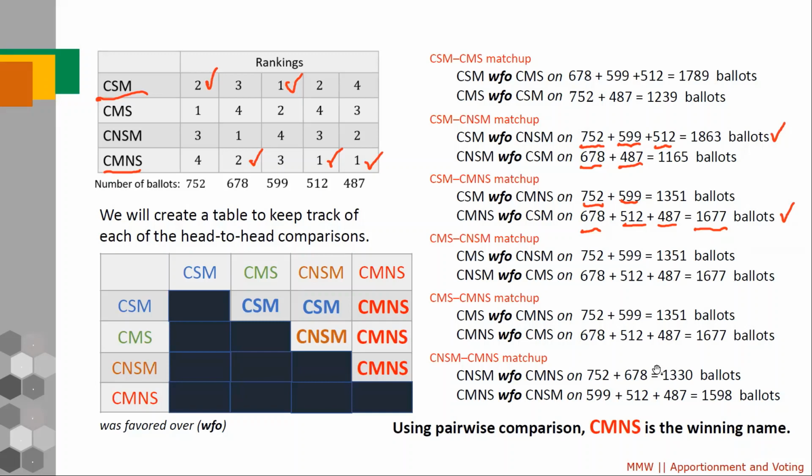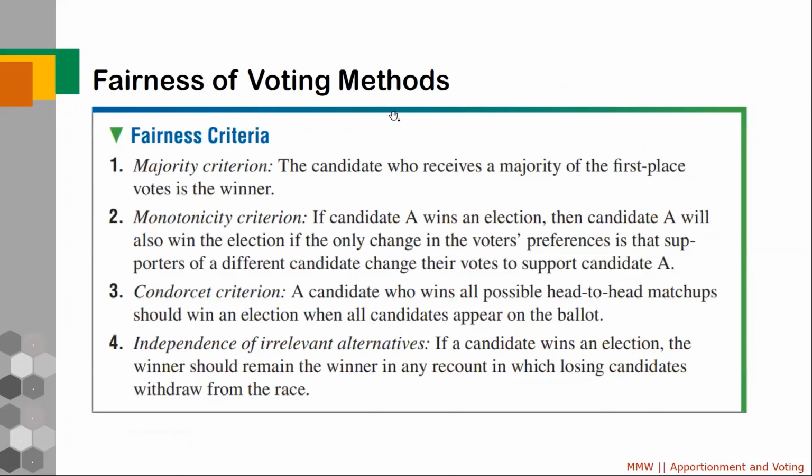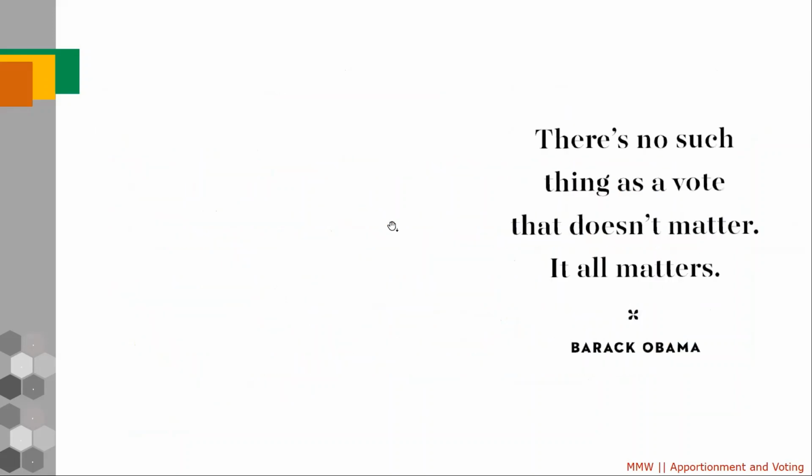Okay, so that is the portion on voting. Next is the fairness of voting. We have the criteria: the majority criterion, monotonicity criterion, Condorcet criterion, and independence of irrelevant alternatives. These are the criteria for fairness of a voting method. As Barack Obama said, there's no such thing as a vote that doesn't matter. It all matters. Your vote always counts.